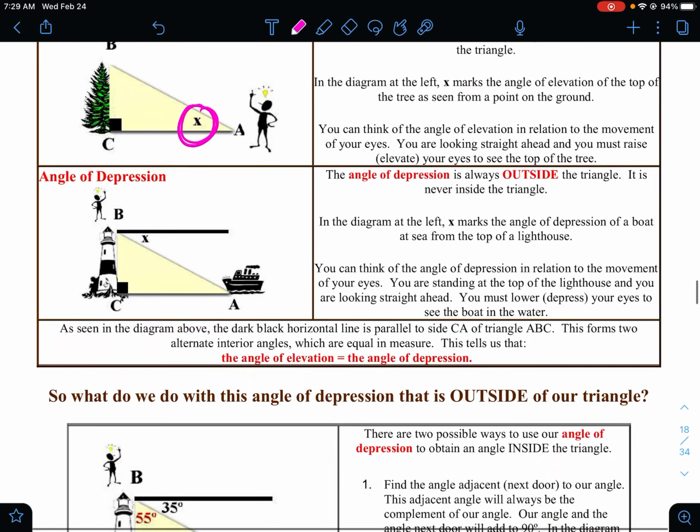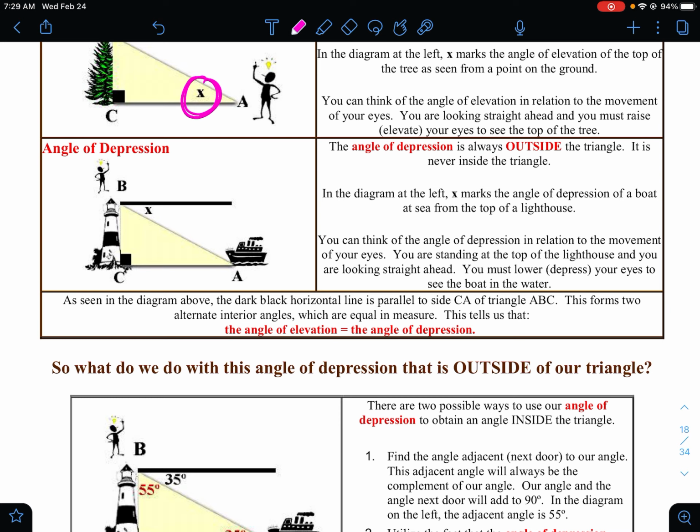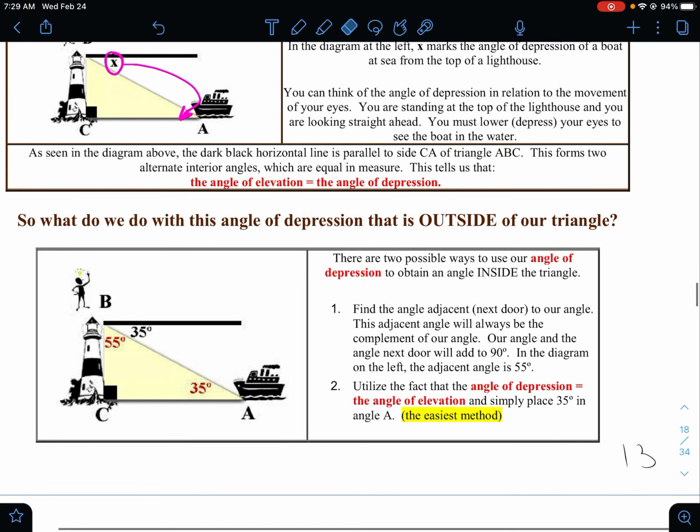All right. Then we have angle of depression. The angle of depression is always outside the triangle, and it is never inside the triangle. In the diagram at the left, X marks the angle of depression of a boat. One thing you'll end up figuring out here is that the angle of depression ends up going in the same location as the angle of elevation. If you recall parallel lines and transversals, you find that you end up with two congruent angles. So you'll see here we can take our angle of depression and put it inside of the triangle.